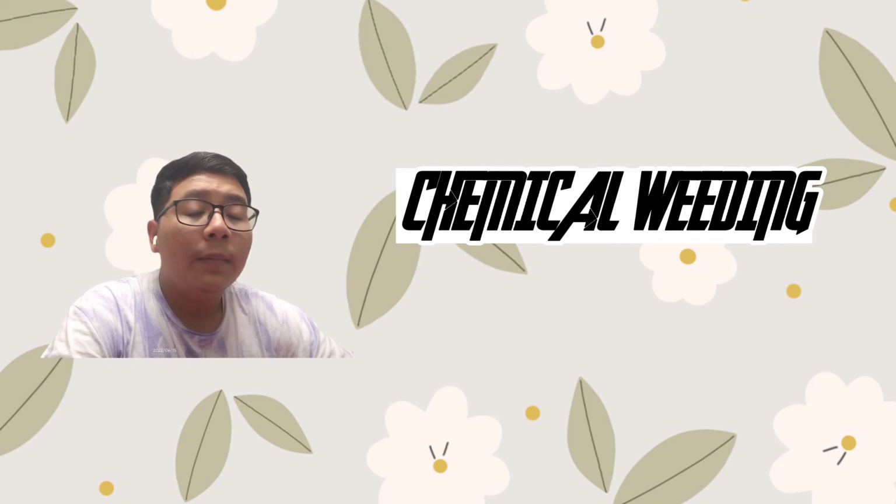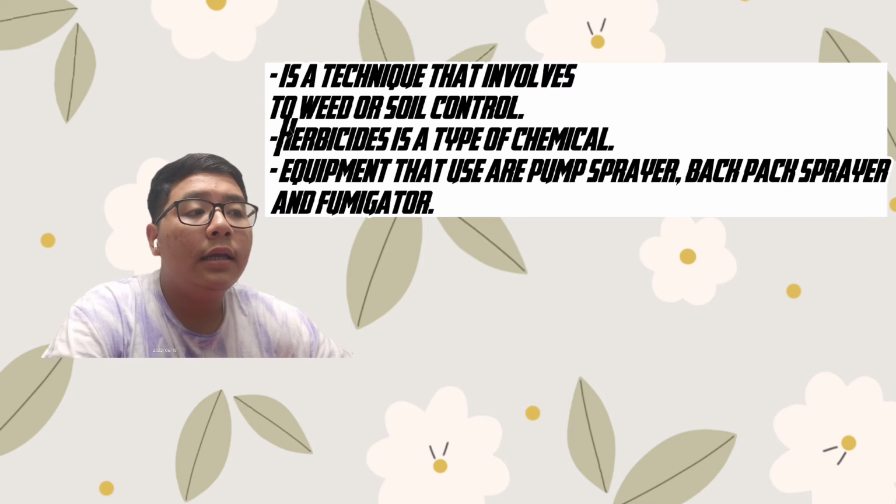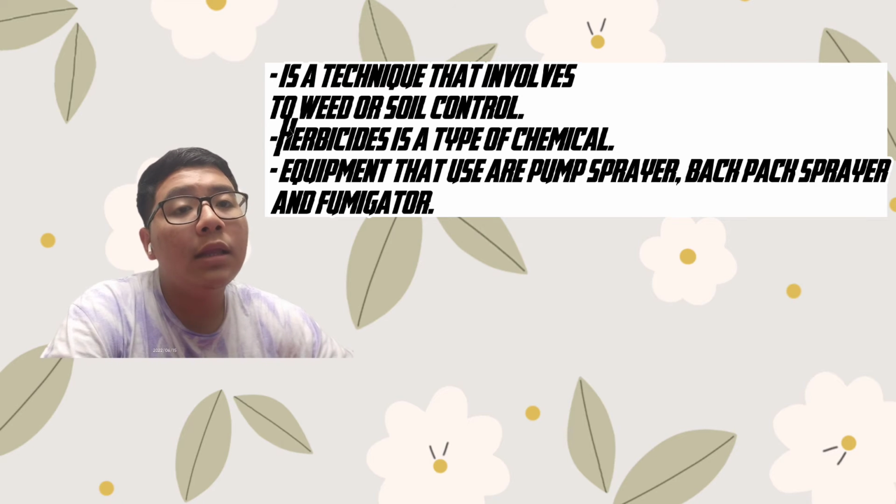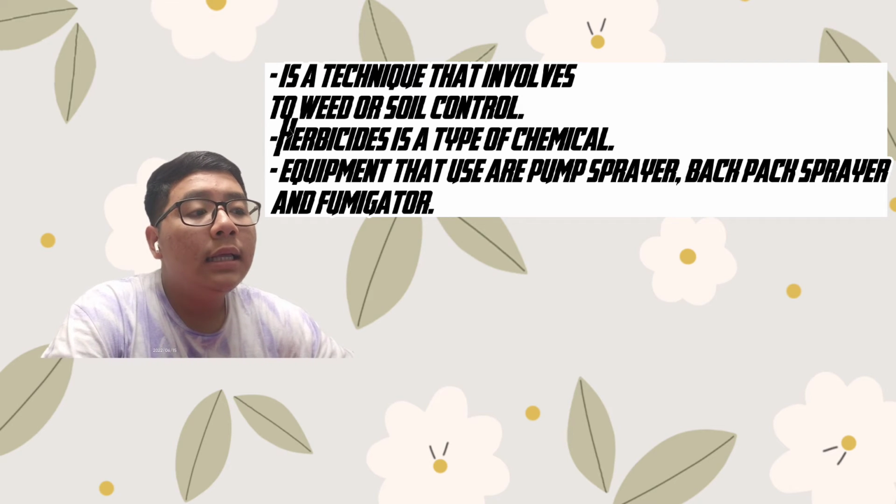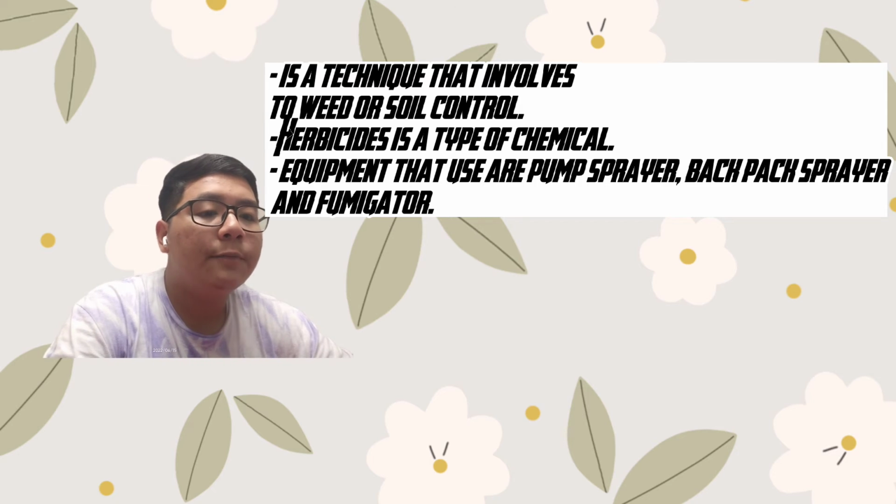Chemical weeding. Chemical weeding is a technique that involves the application of chemical, which is herbicide, to the weed or soil to control the growth of the weed species. Herbicide is a type of chemical that is toxic to plants, used for destroying unwanted vegetation. It is widely used nowadays because it is convenient and time effective. The equipment used are palm sprayer, backpack sprayer and fumigator.